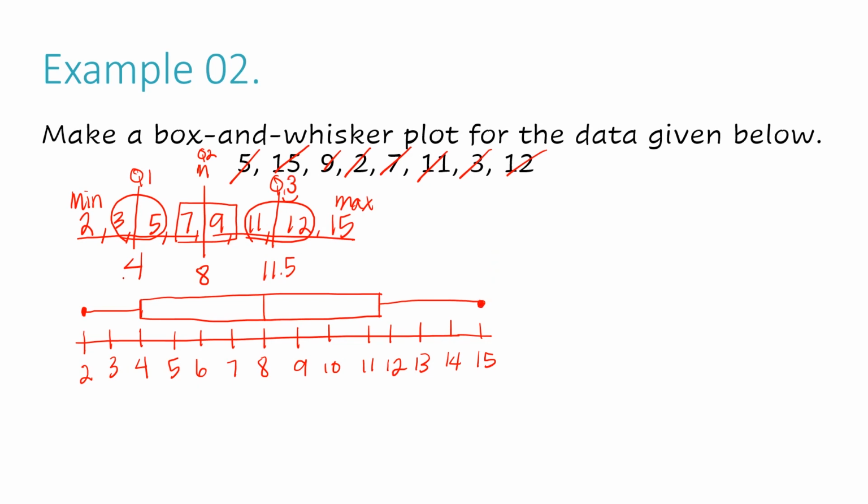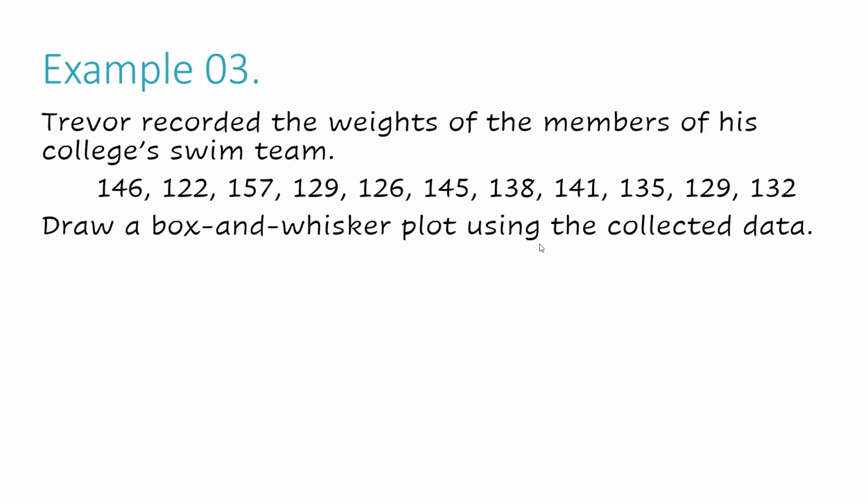Okay, so now let me double check everything I have and make sure everything looks right. My minimum is 2. Yep. My Q1, or my lower quartile or first quartile, all of those things are interchangeable. You'll hear them called different things depending on what book or worksheet or whatever you're using. They're all the same. 4. Yep. My Q2 or median is 8. Yep. My Q3 is 11.5. Yep. And my maximum is 15. Perfect. All right. Now let's take a look at example number 3.